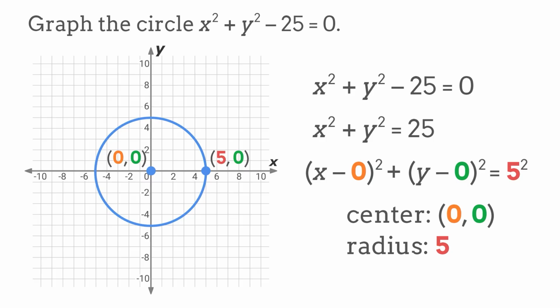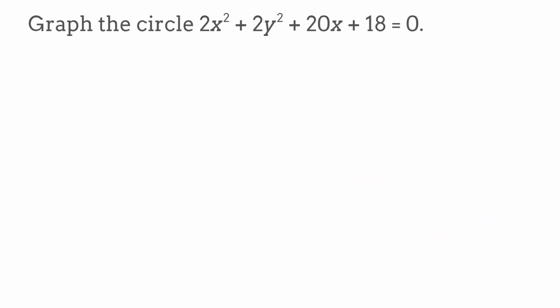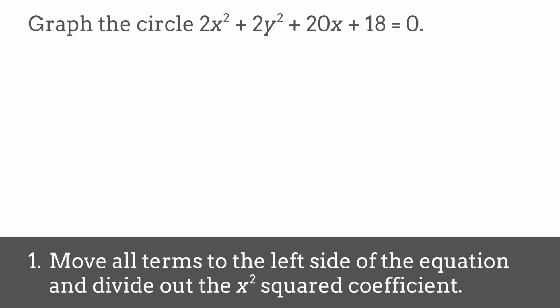How about this one? Graph the circle 2x squared plus 2y squared plus 20x plus 18 equals 0. Let's do the same thing. To graph the circle, first let's write it in standard form. It'll take a little bit more work to rewrite this one, so let's break it into steps. Step 1, move all the terms to the left side of the equation and divide out the x squared coefficient.